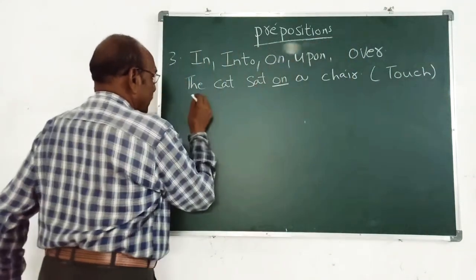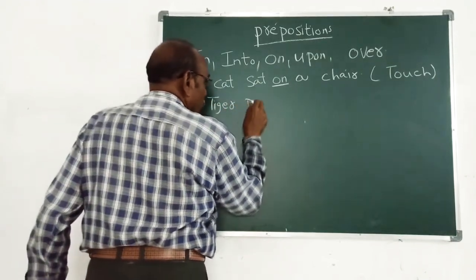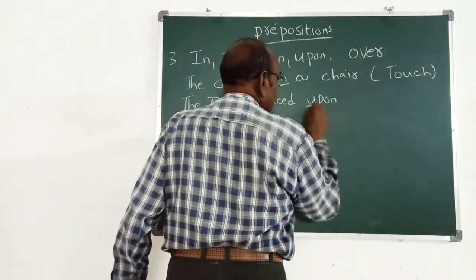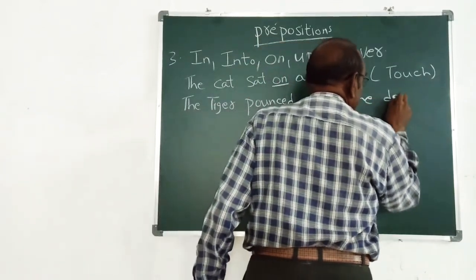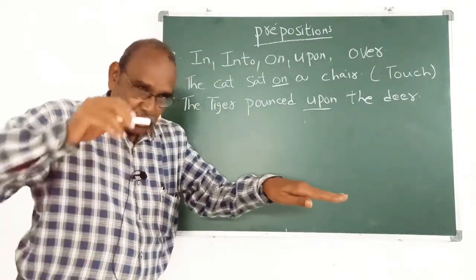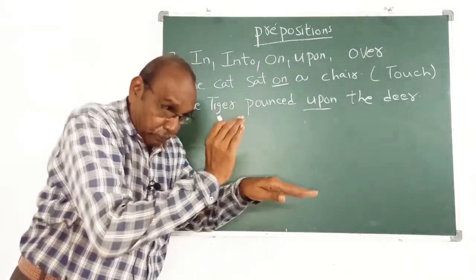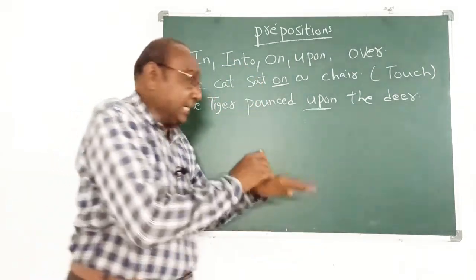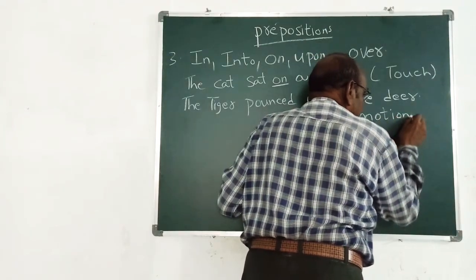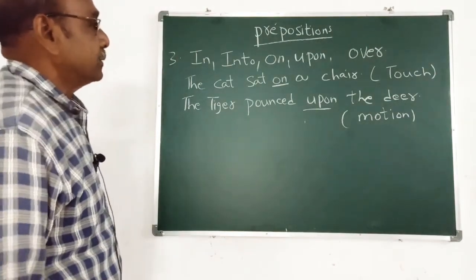Next, upon. The tiger pounced upon the deer. Now, this is the deer, the tiger. It pounced up, first action, then touch on the deer. So here, this is in motion, I take movement. Action is happening. The tiger pounced upon the deer.